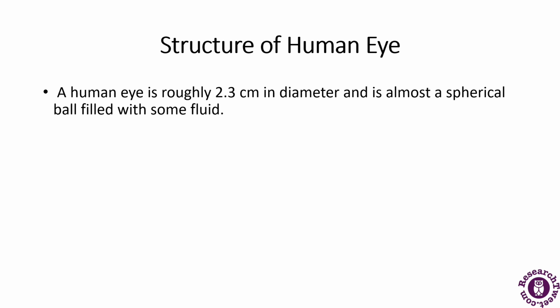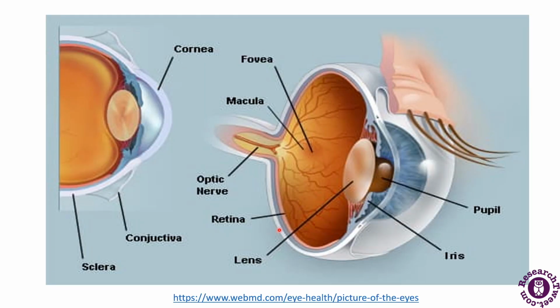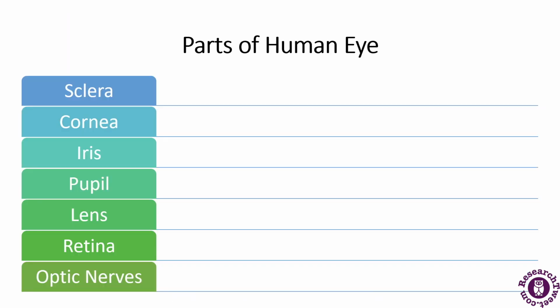A human eye is roughly about 2.3 centimeters in diameter and is almost a spherical ball filled with fluid. Now, this is the structure of the eye as you can see here. These are all the important labelings which a human eye consists of. There is an optic nerve, a retina on which the image is formed, a lens, then pupil, iris. We will be studying all these in detail. So let's start with the different parts of the human eye.